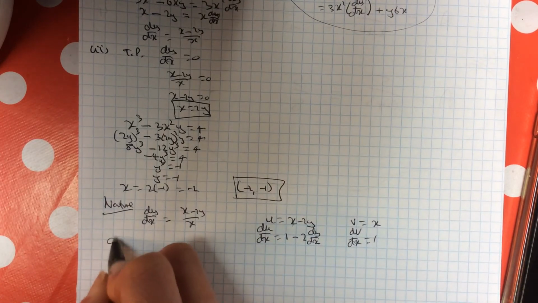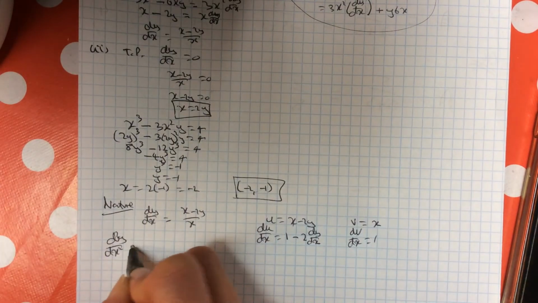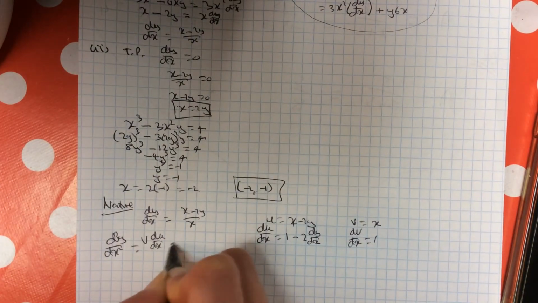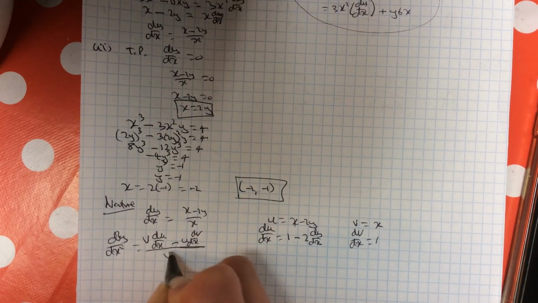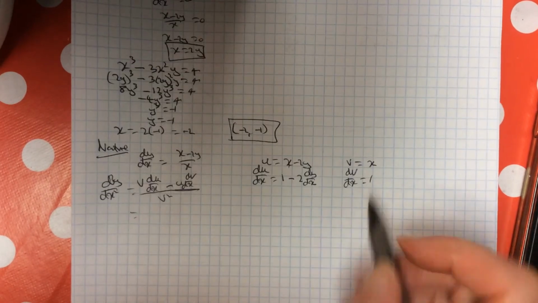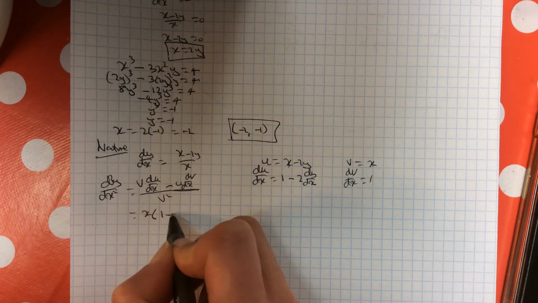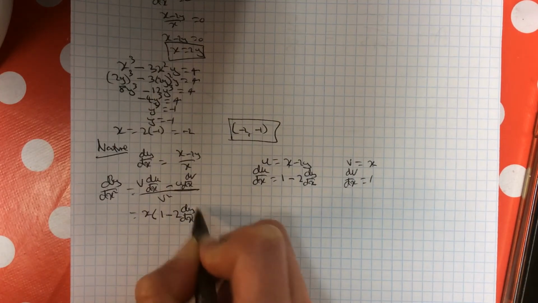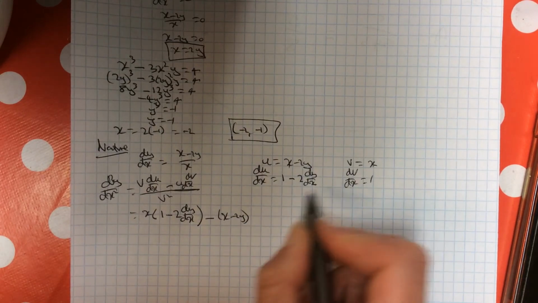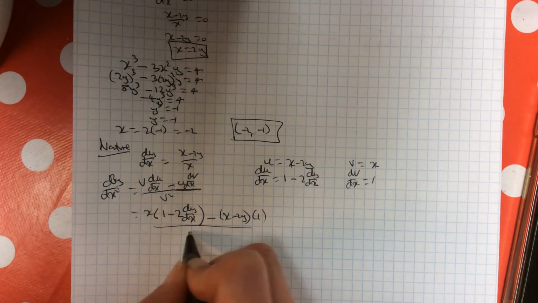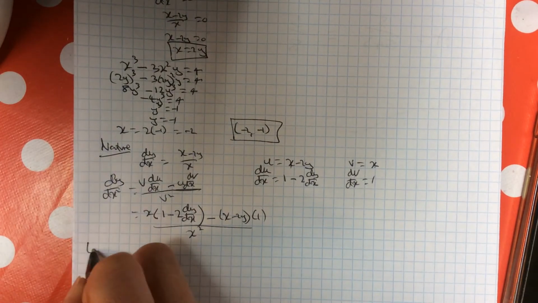So the quotient rule. So differentiating again, so make sure you write the second derivative down. v du by dx minus u dv by dx all over v squared. So v, just be careful putting your terms in here, du by dx is 1 minus 2 dy by dx, minus u, which is x minus 2y, dv by dx is just 1, all over v squared, which is x squared. Now plug in your numbers in.